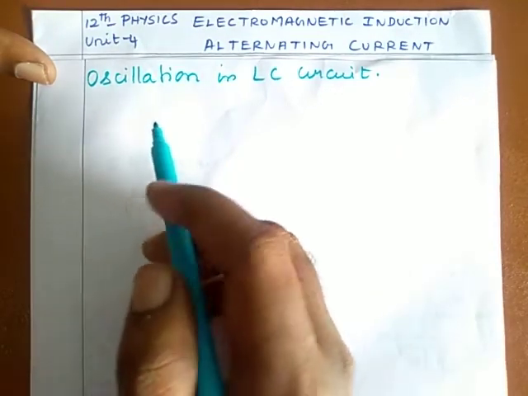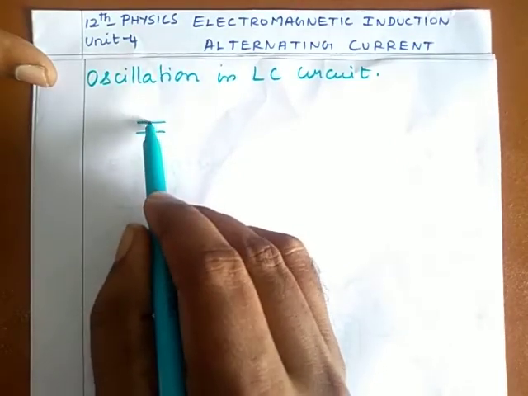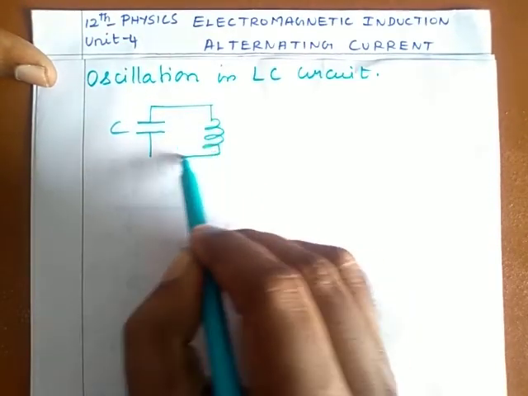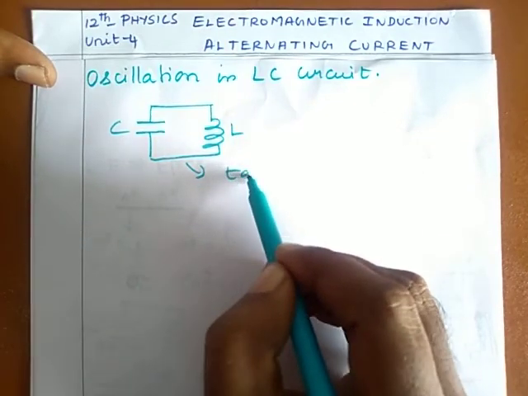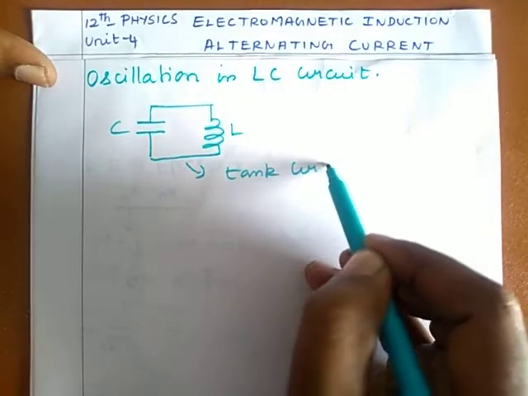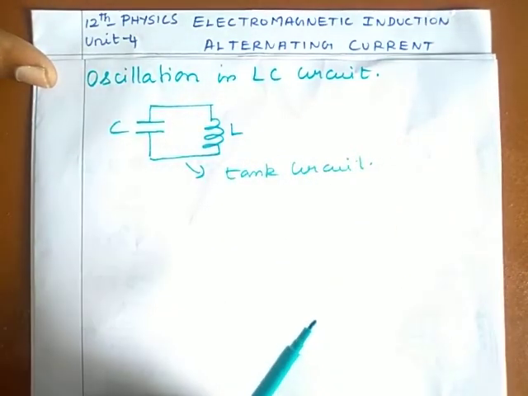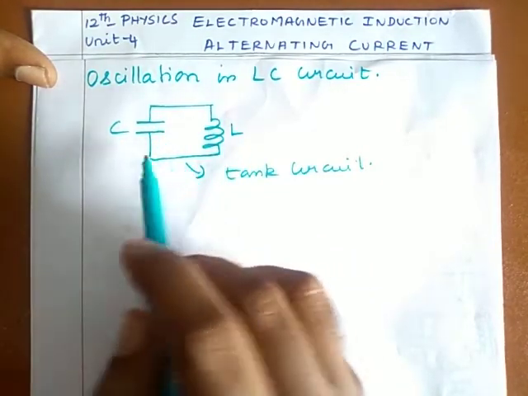So far I consider an electrical system consisting of a capacitor of capacitance C and an inductor of inductance L that are connected to form a circuit. That circuit is known as tank circuit. By using this tank circuit we can produce an LC oscillation, an energy oscillation.